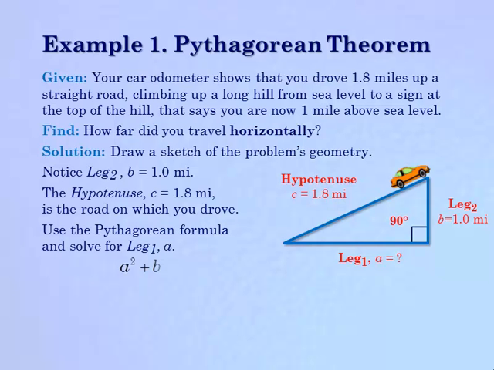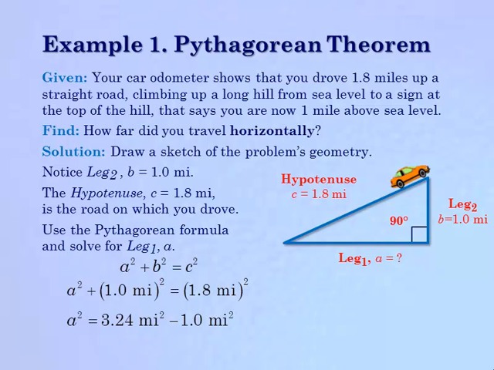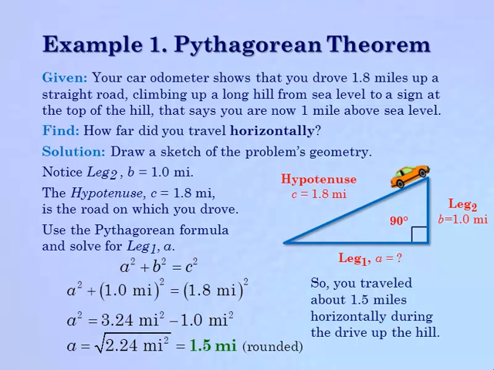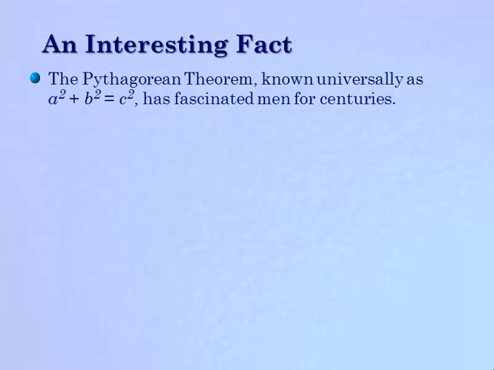And so we can use the Pythagorean theorem to solve for a. So a squared plus b squared equals c squared. And if we substitute in the values for b and c and square them and solve for a, which means that we'll subtract 1 mile squared on the right side, we'll have 3.24 square miles minus 1 square mile. So we go ahead and subtract those to get 2.24 square miles and take the square root of both sides, and we'll find out that a is 1.5 miles. So we drove 1.5 miles to get to the top of that hill. So here's an interesting fact that the text points out that we'll spend just a minute or two on.